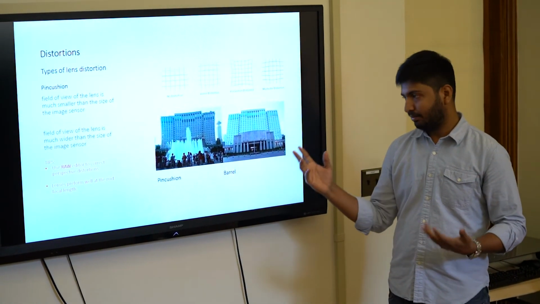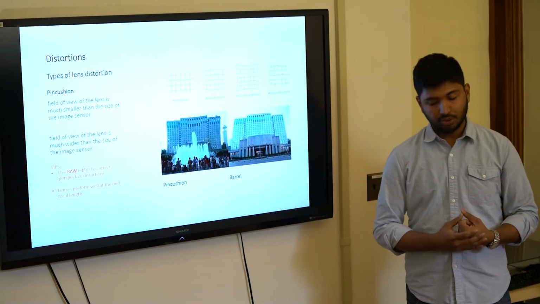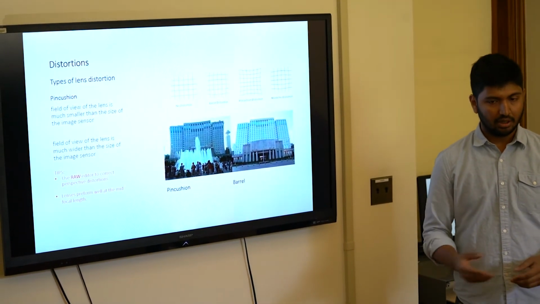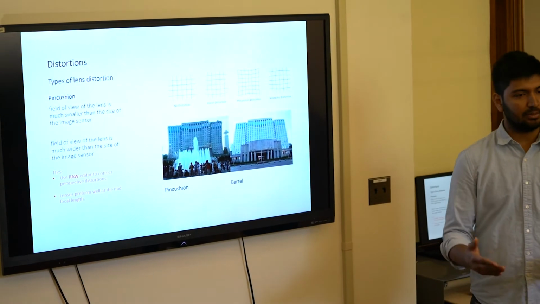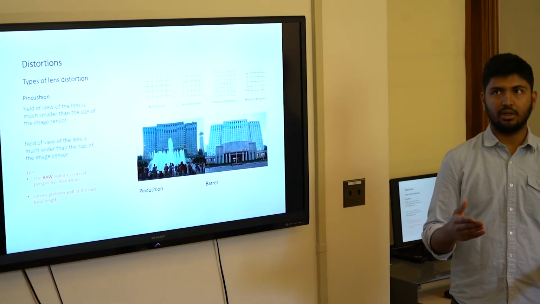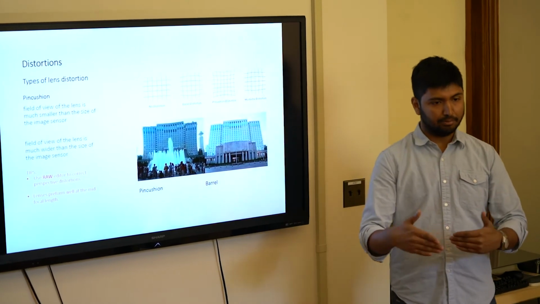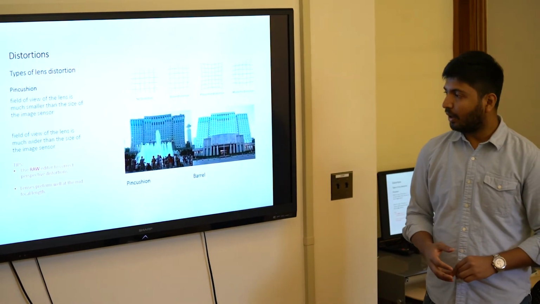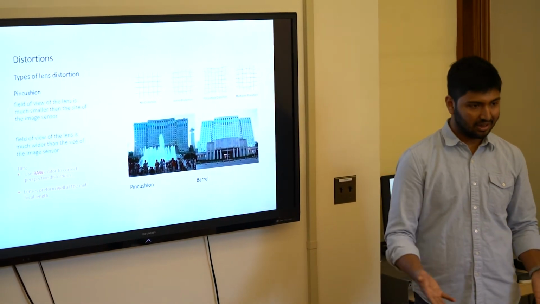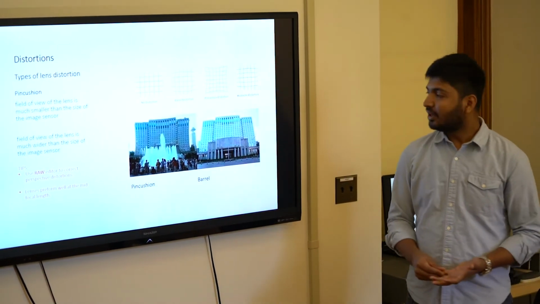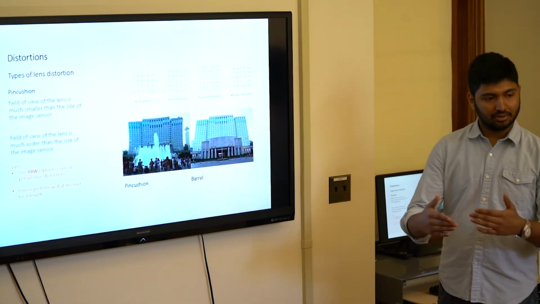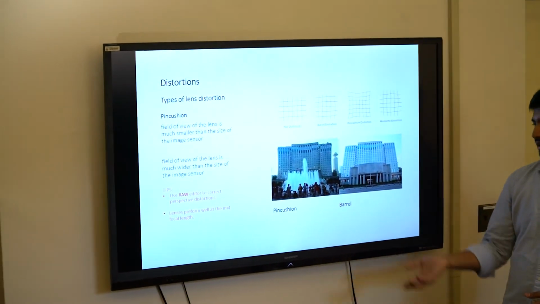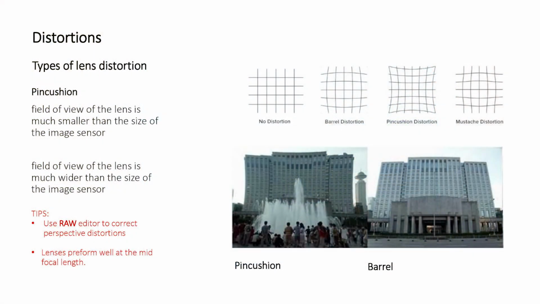So the best way to avoid this is to use a mid focal length. Say, for example, if you have a 70 to 120 lens, preferably use something like 95 millimeter, which is the mid of that focal length. It's not possible to use 95 always, because what's the point of having that range? But preferably use mid focal length, so you can minimize the distortion from the start. Another way of correcting the distortion is using RAW.